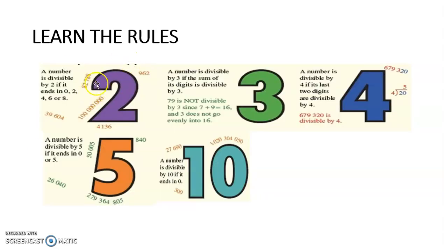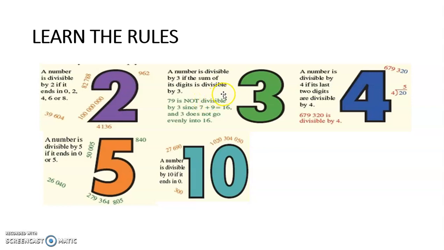The rule of divisibility by 2. It says a number is divisible by 2 if it ends in 0, 2, 4, 6 or 8. That means if the last digit is an even number, then it will be divisible by 2. For example, 962, the last digit is 2. That means it is divisible by 2. Similarly here, 82,788, the last digit is 8, so that will also be divisible by 2. So all the numbers which end with 0, 2, 4, 6 or 8 are divisible by 2. No matter what the length of the number is, you can very easily check without actually dividing.